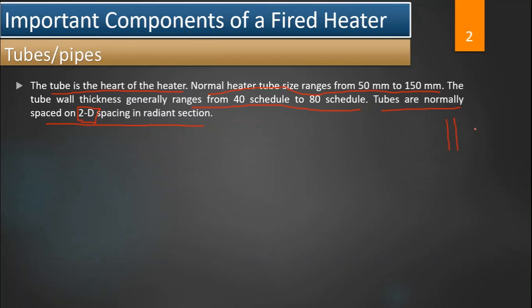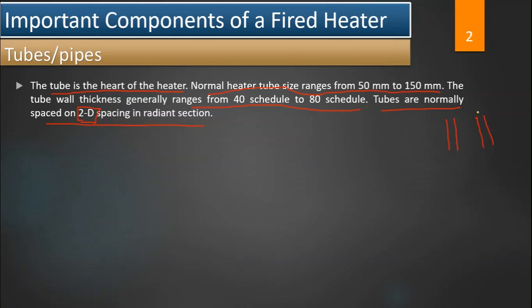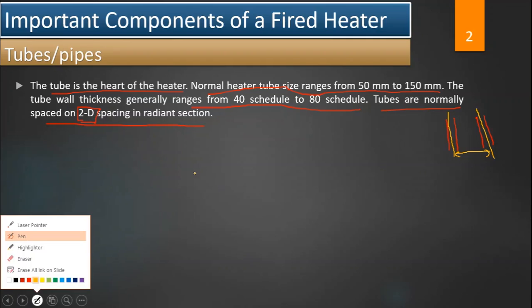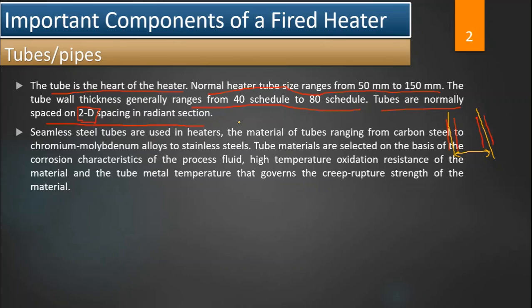What it means is, suppose this is one tube and this is a second tube, then the distance between these two tubes we can measure through the central point. This is the center point of the first tube, this is the second tube, and this is the distance between the two pipes. This is how to find out the tube spacing.